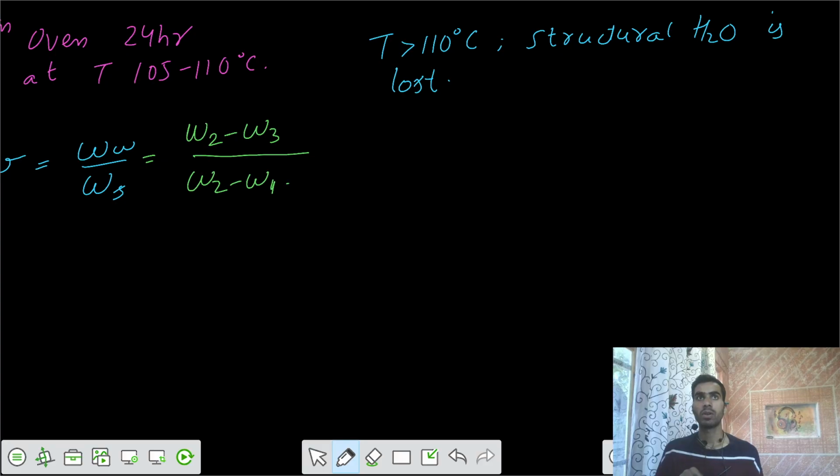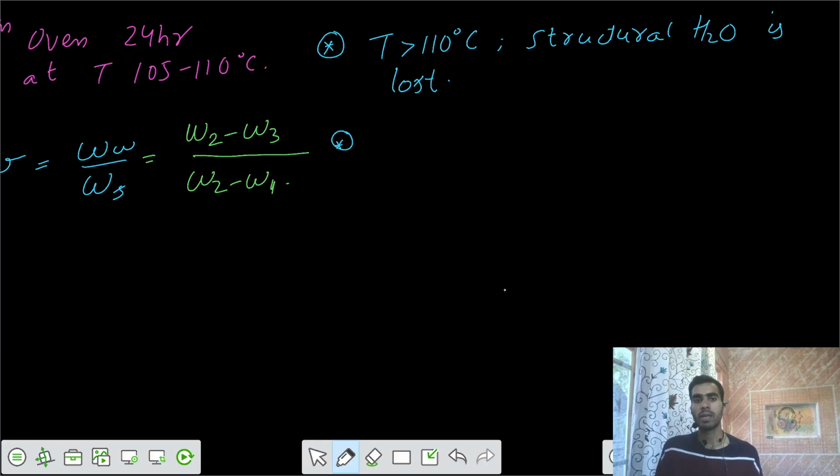The soil has some structure, and in that particular structure we have water that's called structural water. That's not lost if your temperature is less than 110. So we are going to keep the temperature lesser than 110.